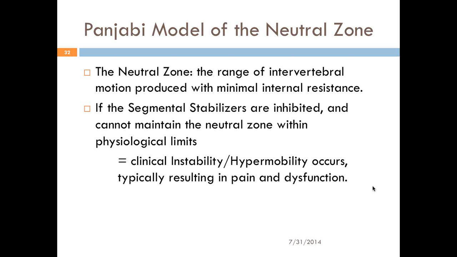We might be assessing their overall global movement, and we can think in our minds, okay, this neutral zone has increased. What could be the reason for it? Maybe their multifidus is inhibited. But it's not typically something we go and assess.